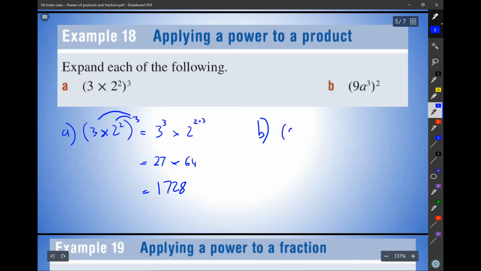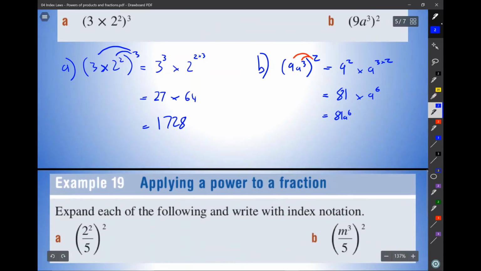Okay, now hopefully you've had a go at this. Remember, when we expand it out, we take this 2 and attach it to each of our terms inside the brackets. And we end up with 81a to the power of 6.